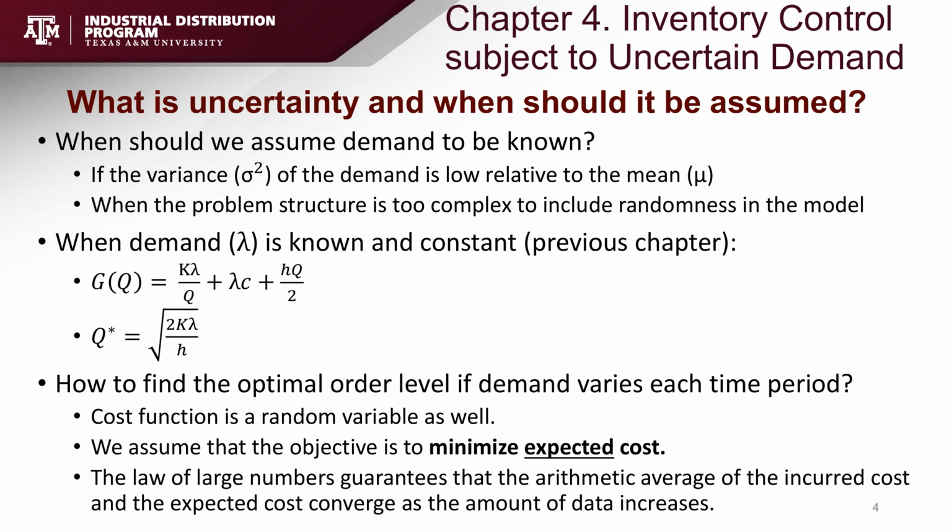Back in the known and constant world, total cost was G(Q) = Kλ/Q + λc + hQ/2, and the economic order quantity is Q* = √(2Kλ/h). But once demand varies period to period, the cost itself becomes random, so our objective shifts to minimizing expected cost. And the law of large numbers is what makes this hold. The law of large numbers in this context just means that as we observe demand over a large number of periods, the average of observed demand will get closer and closer to the actual average demand.